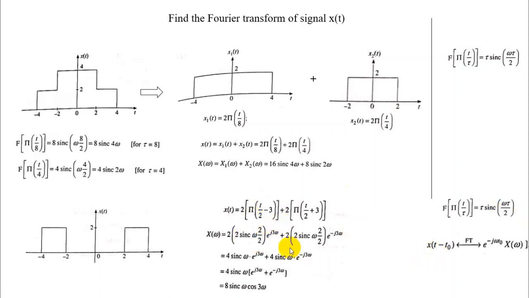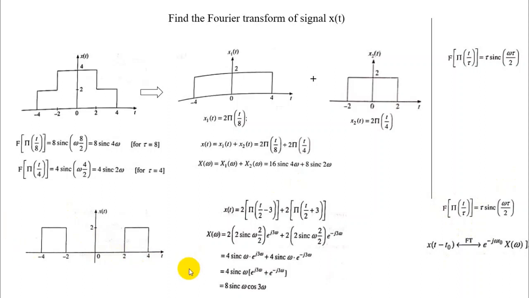Actually we need to determine X(omega). Here, we know the Fourier transform of a rectangle function is tau sin(omega tau divided by 2). So first of all we need to determine the value of tau. Tau is actually the distance between two points.